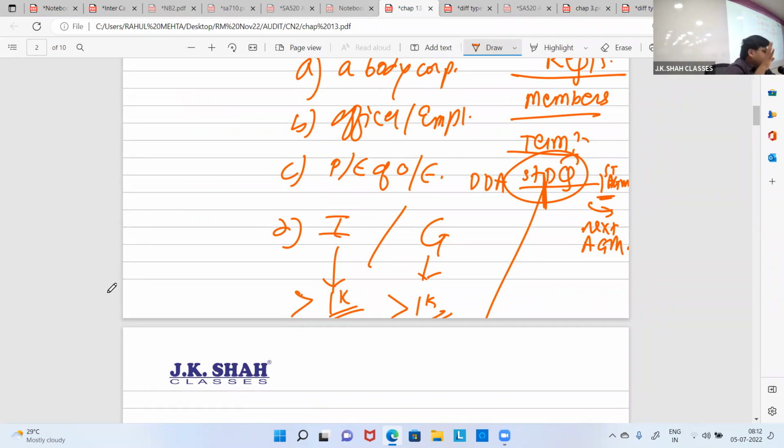How many disqualifications? 4. Tell me first. Body corporate. Second, officer employee. Third, partner or employee of the officer, employee. Fourth, indebted or guarantor amount. 1,000 is wrong. Why is it correct? Because if it is up to 1,000, that is no problem. Problem if it is more. There is not a problem if it is less. Is this much okay? Yes.